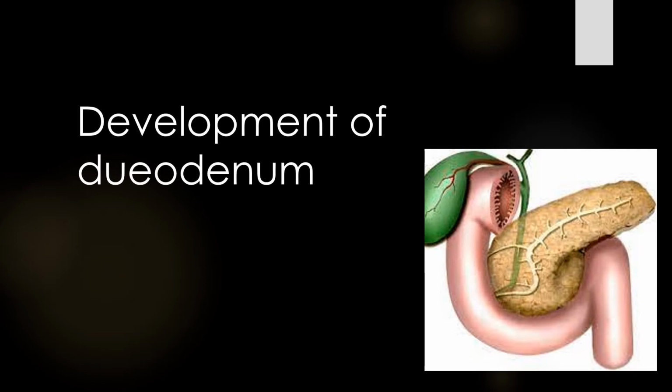Above the hepatopancreatic ampulla, it is derived from the terminal part of the foregut, and below the hepatopancreatic ampulla, it is derived from the proximal part of the midgut. These two are the main sources from which the development of the duodenum occurs.